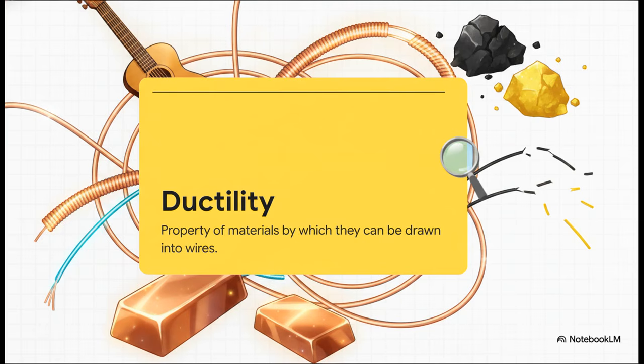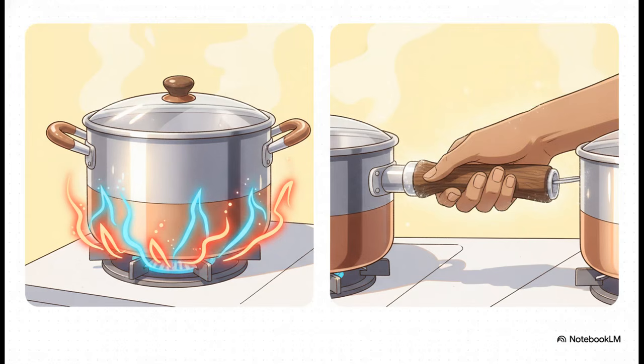Our next highly testable definition is ductility. If malleability is about making flat sheets, ductility is a material's ability to be drawn or stretched out into thin wires. Think about the copper wiring hiding inside your phone charger right now, or the metal strings on an acoustic guitar. Because metals are ductile, we can stretch them out to carry electricity or even create music. Nonmetals? Well, if you tried to stretch a piece of coal or sulfur into a wire, it would just snap instantly.